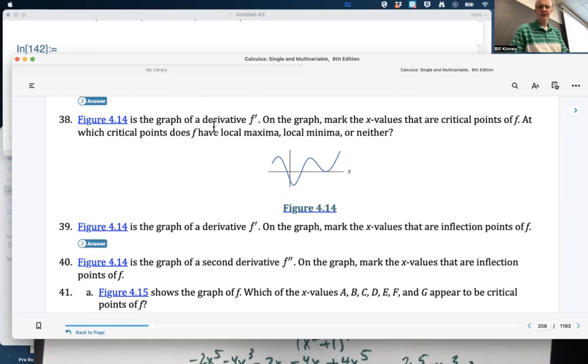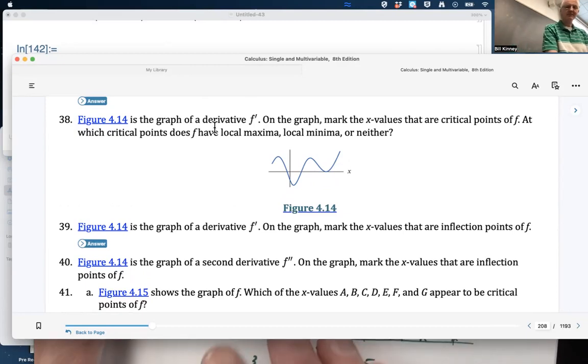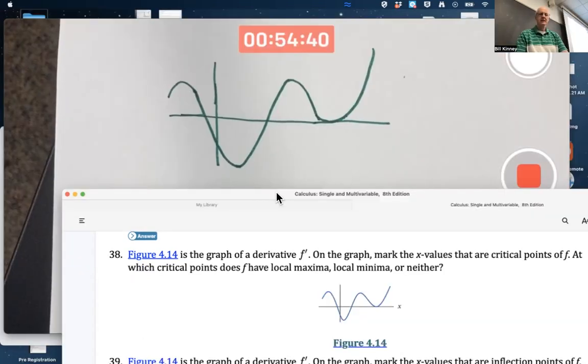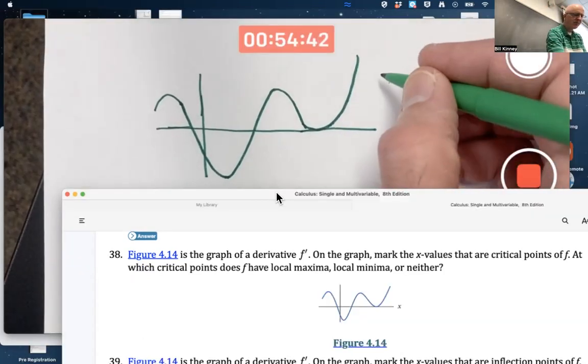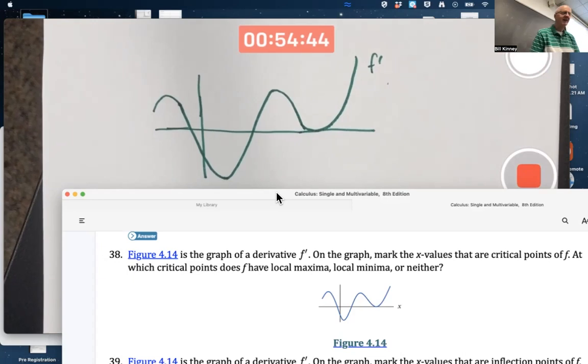This figure that you see is the graph of f prime, not f. On the graph, mark the x values that are critical points of f. At which critical points does f have local maxima, local minima, or neither? You're told this is the graph of f prime, not f. Mark the x values that are critical points of f, and where does it have a local maximum, minimum, or neither?